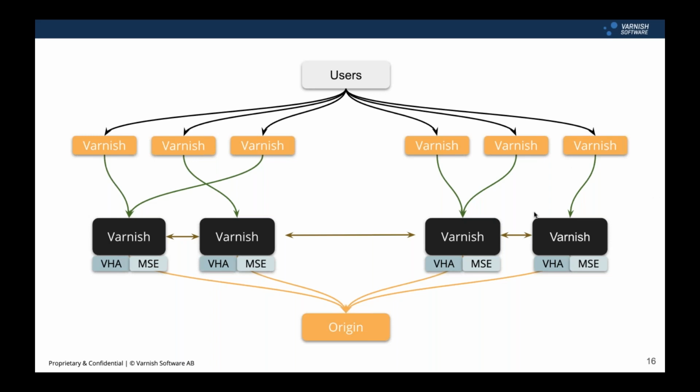Live content won't be stored on this black layer, but it will only be stored on this orange layer, because with live content, we don't want to introduce unnecessary latency. And on this orange layer, we are also going to cache the most requested content from your VoD library, or the so-called hot content.